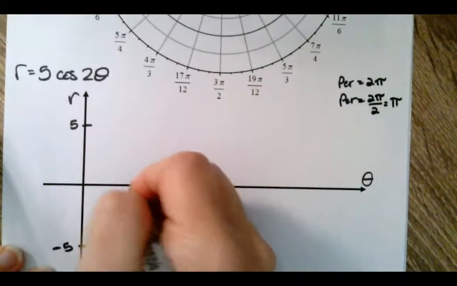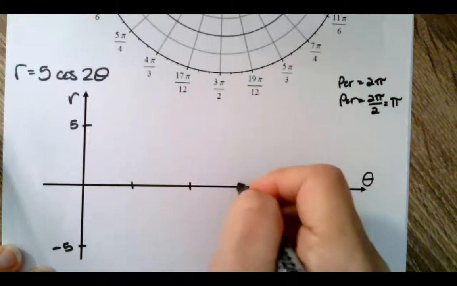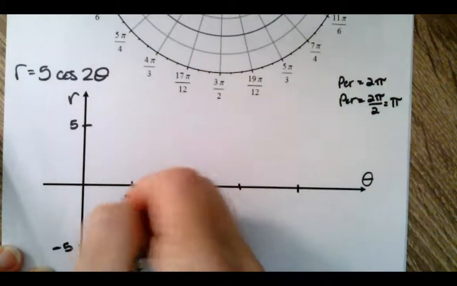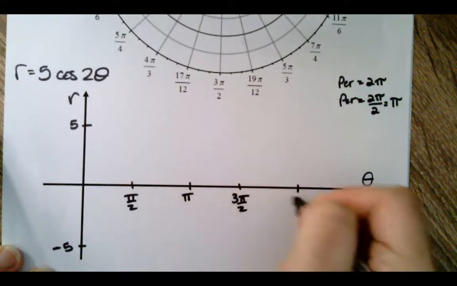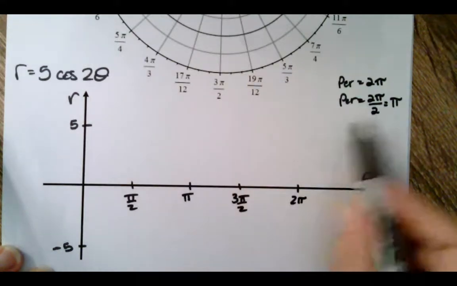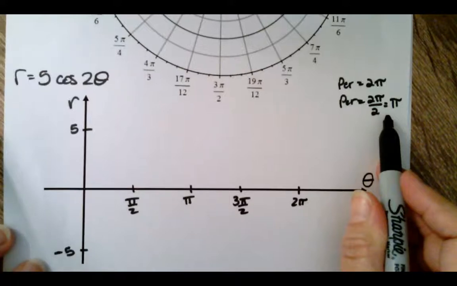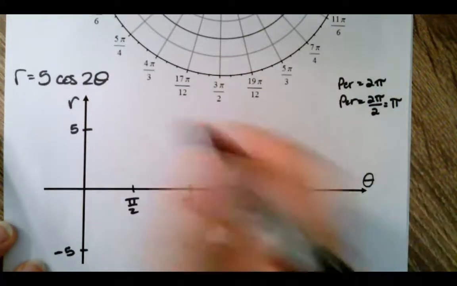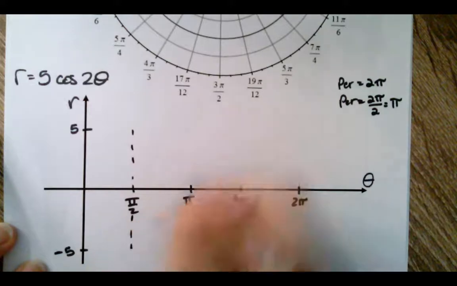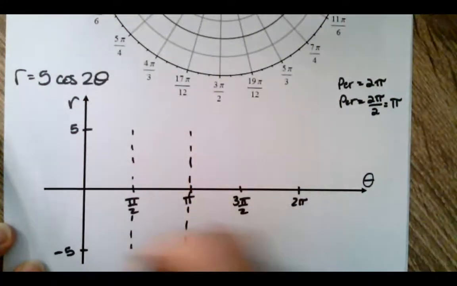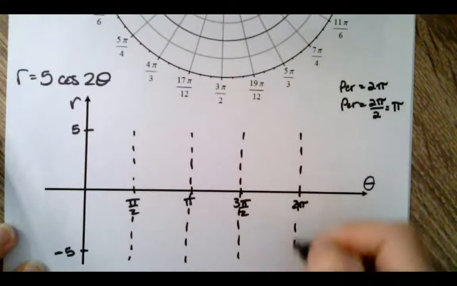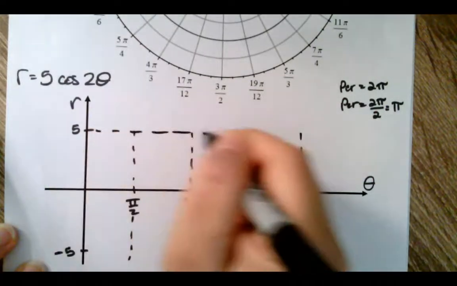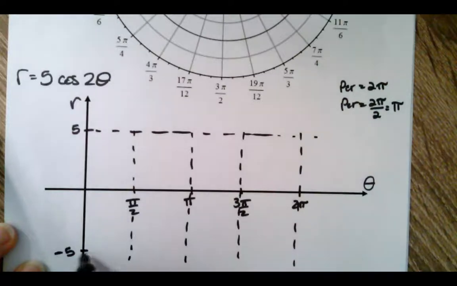If I mark off my theta axis here, pi over 2, pi, 3 pi over 2, and 2 pi, what this means is that I need to complete a full cycle of cosine by the time that I get to pi. I'm going to mark this off in quadrants again, just as we have done with our other polar graphs. We're going to graph this one quadrant at a time. I'm going to go ahead and mark off my maximum value and my minimum value here.